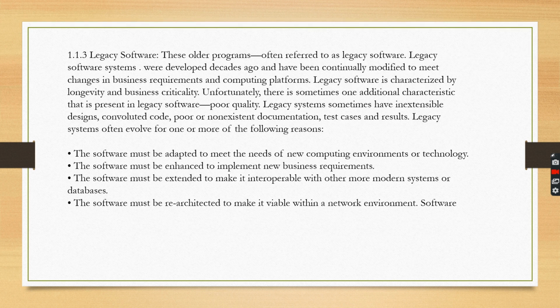The next category is legacy software. This is an older program. This type of software was developed decades ago and still it's being used. And unfortunately, there is sometimes one additional characteristic that is present in legacy software, that is its poor quality. That's the reason the software has been further upgraded.